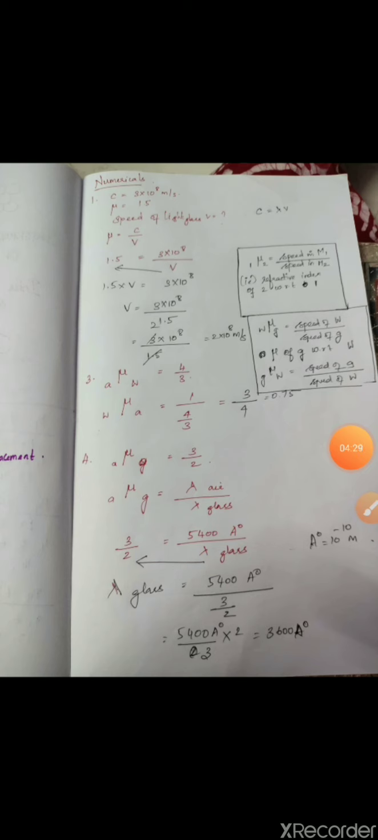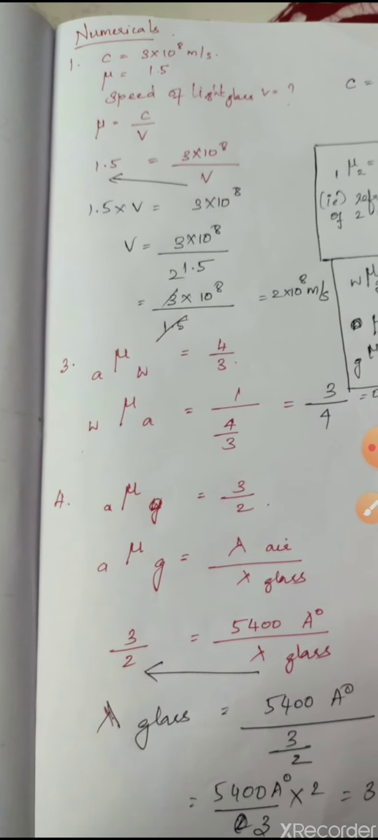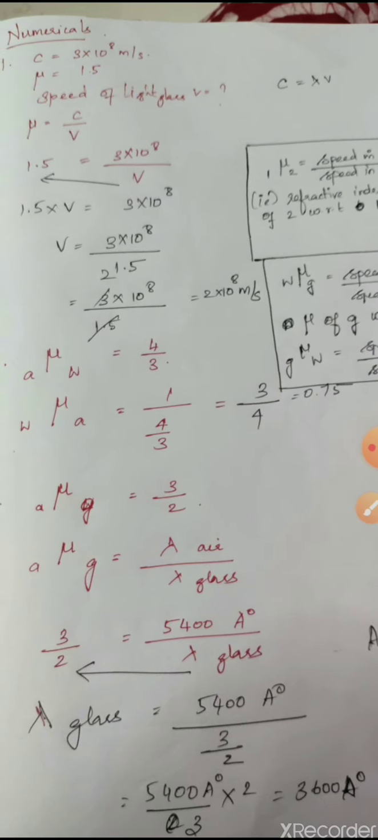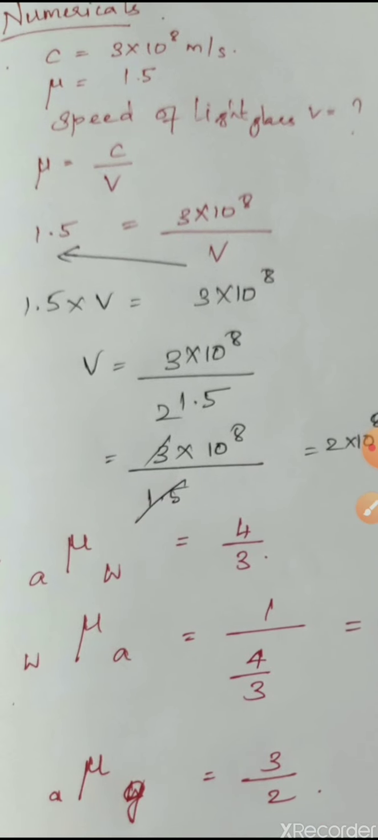Based on these topics, we are going to see some of the numericals. I'm just telling the topic as well as the numerical attached with it. So the first numerical, they have given the speed of light and the refractive index, and are asking me to find the speed of light in glass.